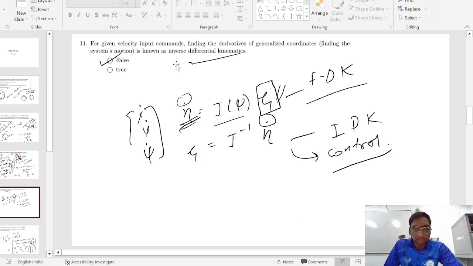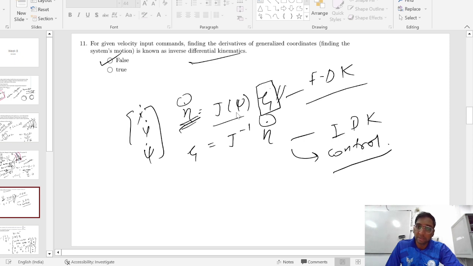For a given input velocity command, finding the derivatives of the generalized coordinates is known as forward differential kinematics, and the inverse is inverse differential kinematics. As we know, the forward differential kinematic equation is eta dot equals J of psi times zeta. Zeta is the input velocity command. If we give an input velocity command, we get the derivatives of the generalized coordinates, which are x, y, and psi. So this is forward differential kinematics.